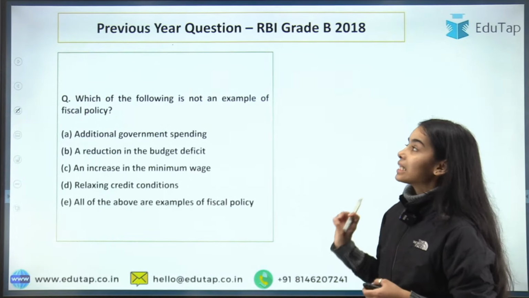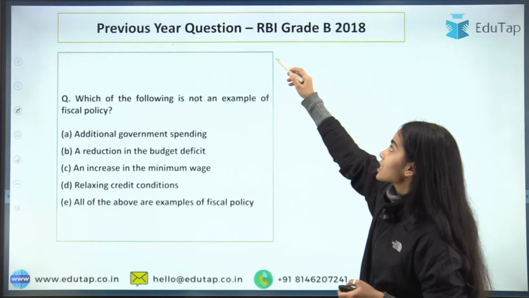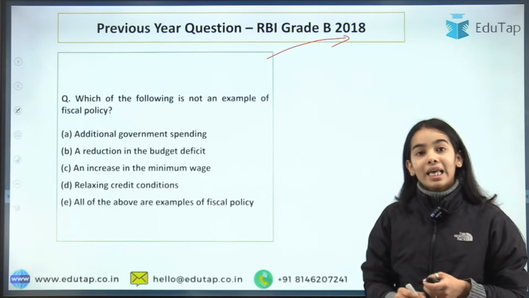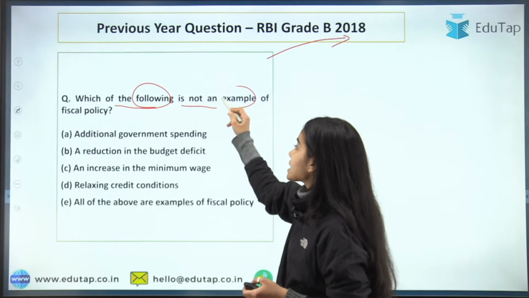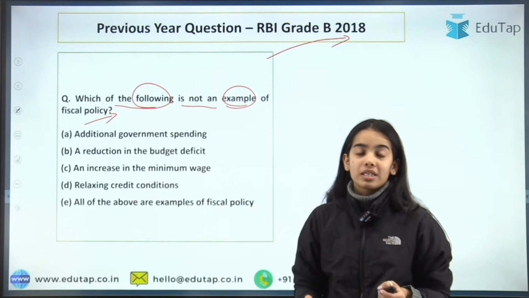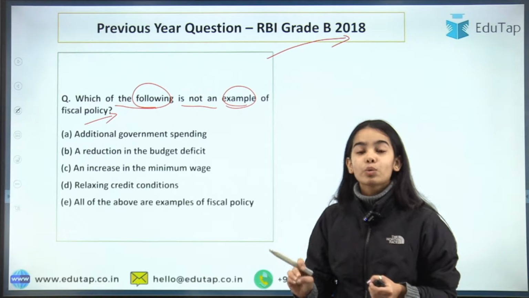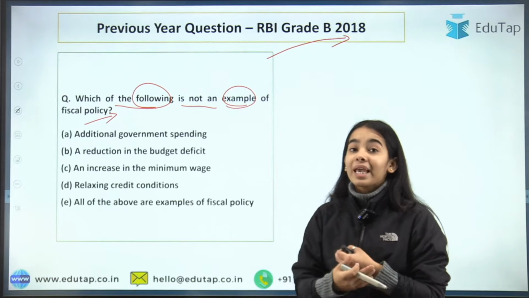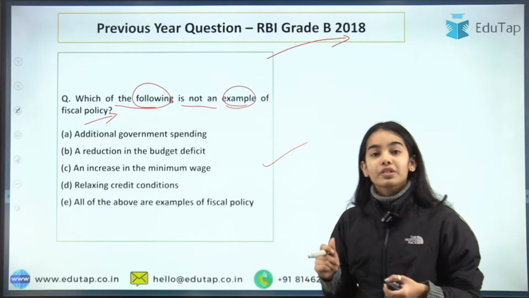So now, here is the reason why the fiscal policy topic is very important, because a direct question has been asked in the RBI Grade B of 2018. The question was: which of the following is not an example of the fiscal policy? See, fiscal policy is very easy to understand, and once you understand what fiscal policy is and what the tools and instruments of the fiscal policy are, you can answer any question easily. So in today's session we will understand fiscal policy.